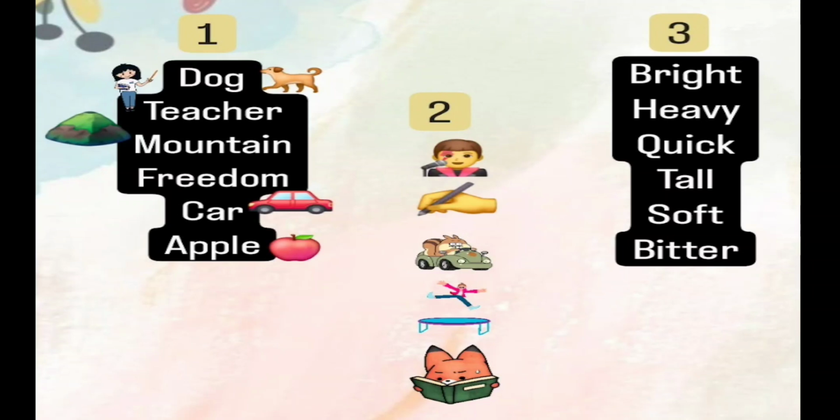So, tell me, what are the things that are placed under number one? What are those called? Right, they are names of some object or names of people or things.